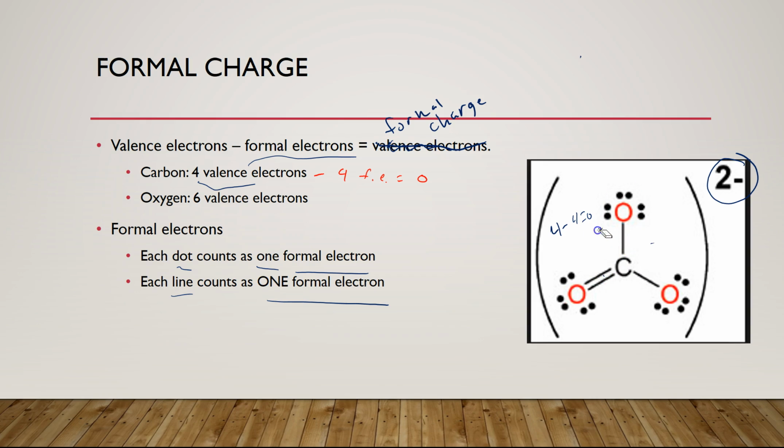Alright, so I'm going to clean that up a little bit. I'm going to put a little 0 next to carbon. Alright, now going to our oxygens. The oxygen atom has 6 valence electrons. Alright, and so in this case I've got 1, 2, 3, 4, 5, 6, 7, 8. Okay, so 6 valence electrons minus 8 formal electrons equals a negative 2.